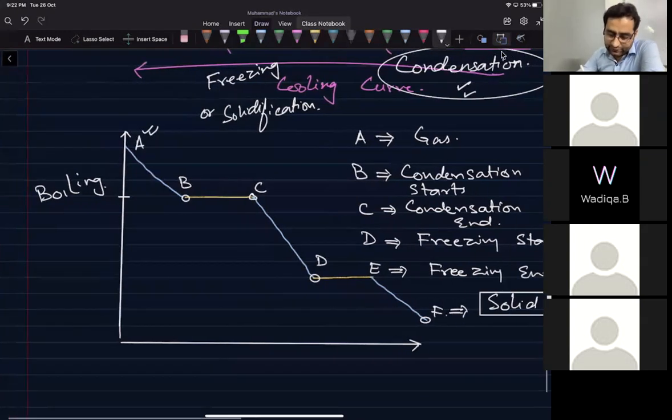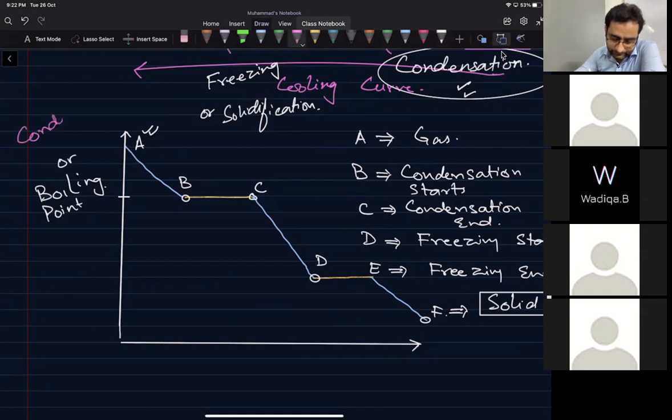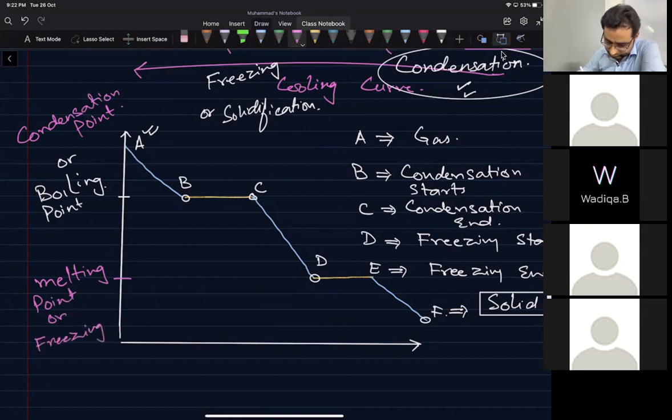So when the very first time temperature is constant, it shows boiling point, or you can also say this is condensation point. Condensation point or boiling point. And when the second time temperature is constant, it shows freezing point or melting point. This is melting point or freezing point, because both temperatures are the same. This is freezing point.